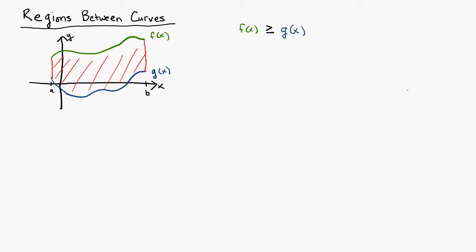So suppose now we have two functions instead of one. So the two functions are f of x and g of x. And we'll assume that f of x is greater than or equal to g of x. So what this means is that the graph of f of x will lie above the graph of g of x. We want to come up with a formula to compute the area of the shaded region between the two curves.